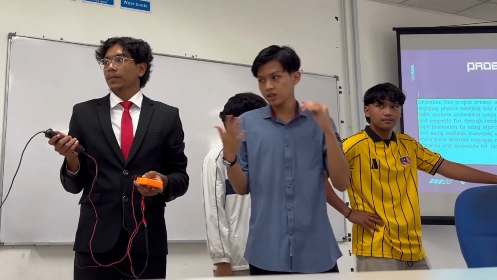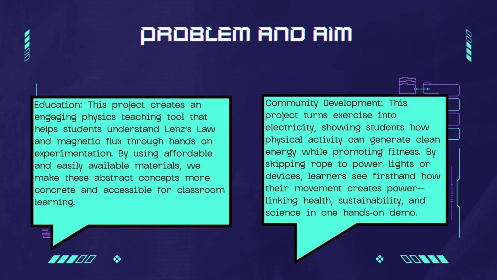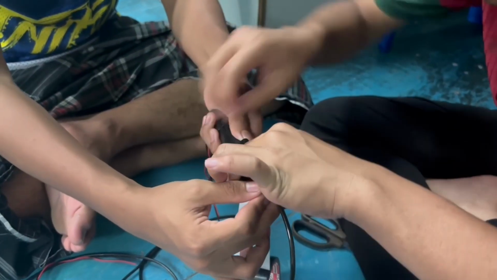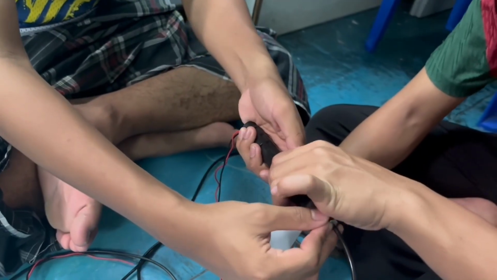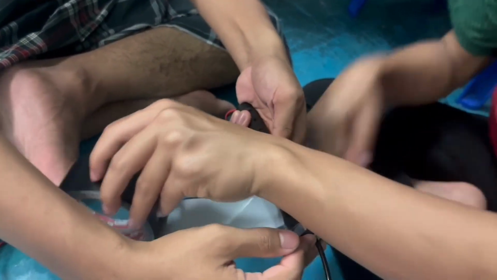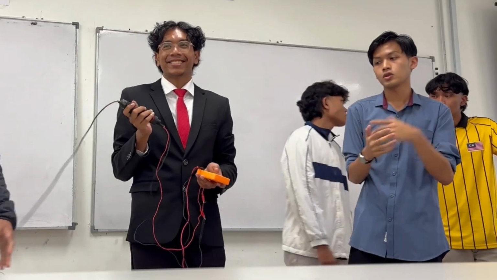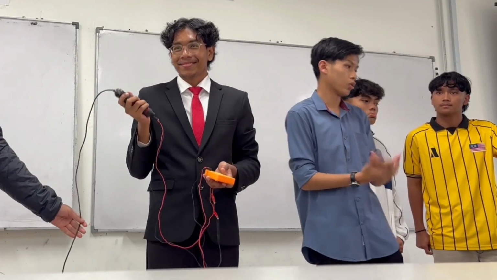By having this kind of product, you can see that by relating the magnetic flux in the skipping rope, and by rotating it, we will create electricity, which is produced and then shown inside the multimeter. Also, as community development, we understand that by using the skipping rope, we are exercising, and it also produces electrical power.